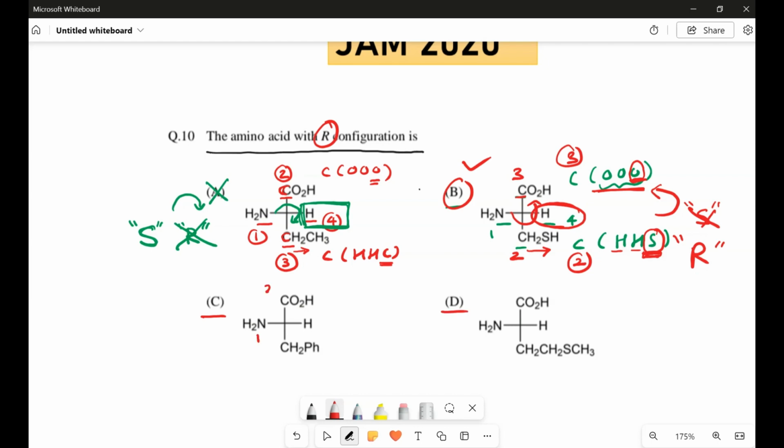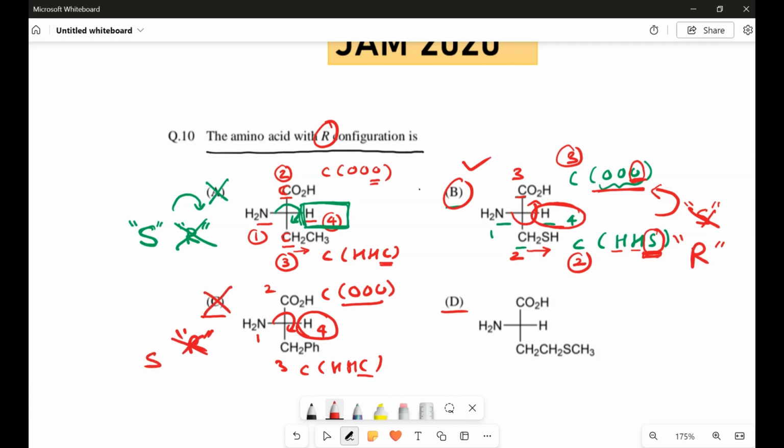So 1, 2, 3, 4. This is carbon attached to hydrogen, hydrogen, carbon of phenyl. This is carbon attached to oxygen, oxygen, oxygen. Obviously, three oxygen or even one oxygen will overpower the carbon. Therefore, 1, 2, 3 takes a clockwise semicircle. Since the least priority hydrogen is in the horizontal position, R is wrong, S is the answer here.